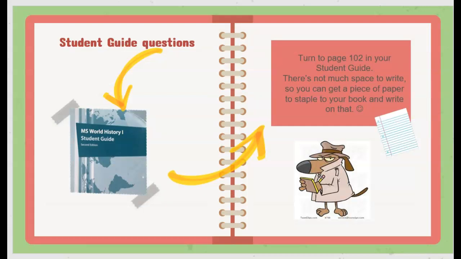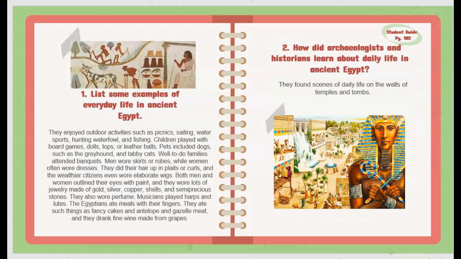So now you can go ahead and open your student guide to page 102. And again, this is one of those in your book that doesn't have a bunch of writing space, so you may want to grab a piece of paper. Number 1, list some examples of everyday life in ancient Egypt. So you can just paraphrase some of these.